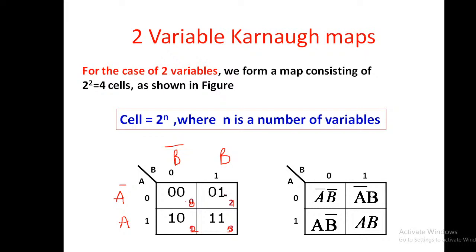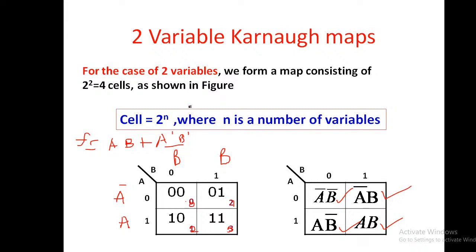Why? A is 0, B is 1, that's why A bar B. So these are all Minterms, right? That's why we are keeping the Minterms as the position of the cell. Suppose I take another function, like AB plus A bar B bar. A bar B bar is the function.